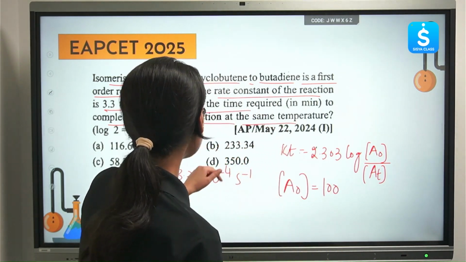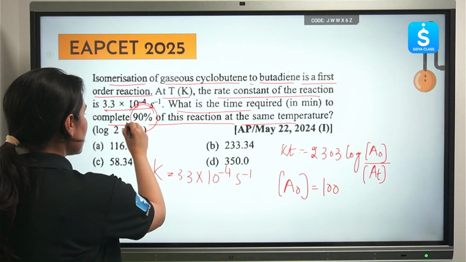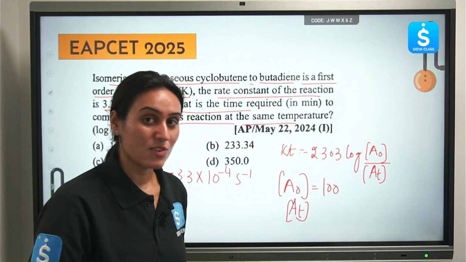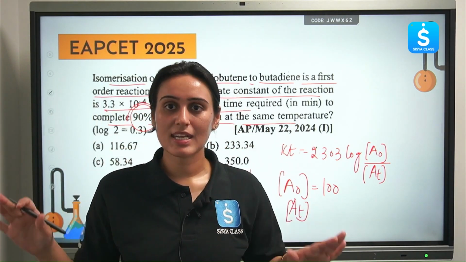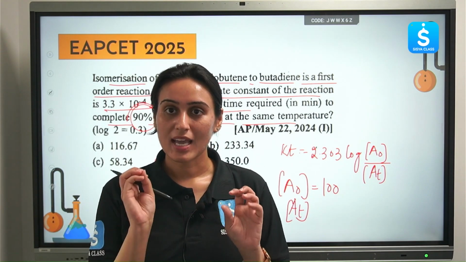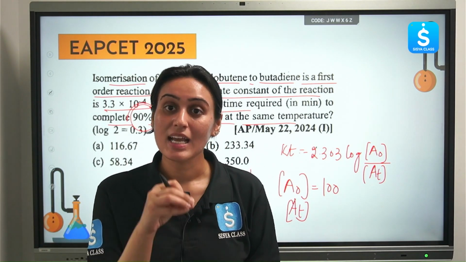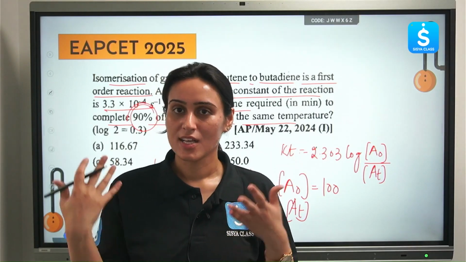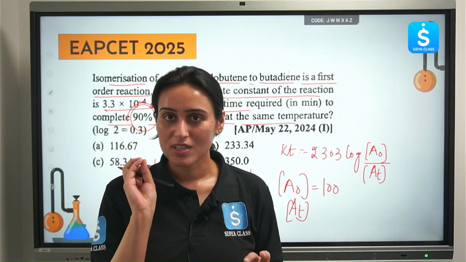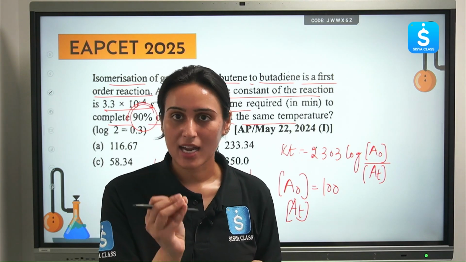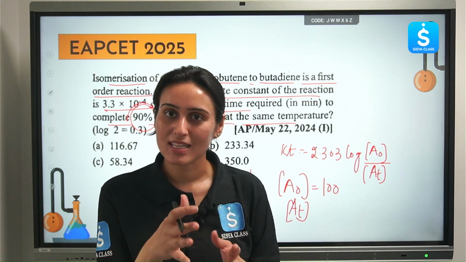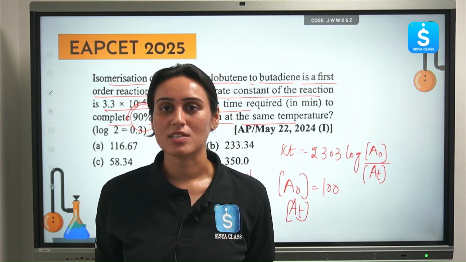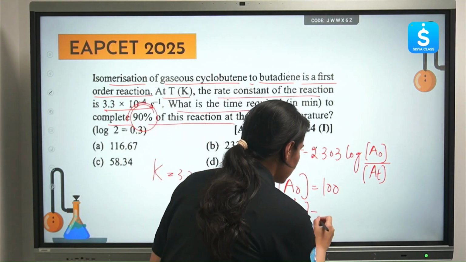So if the reaction is 90% completed, how much amount of reactant is still left behind? What is At? Not the reactant which has already reacted and converted into product. No, At is the concentration of reactant still left behind. The unreacted amount is what we are concerned with. So if the reaction is 90% completed, only 10% is remaining. And what is 10% of 100? That is why we have taken 100 as the initial concentration, so that you can solve the question easily. So At will be simply 10.